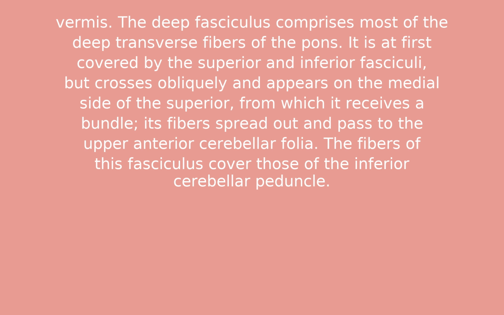The deep fasciculus comprises most of the deep transverse fibers of the pons. It is at first covered by the superior and inferior fasciculi, but crosses obliquely and appears on the medial side of the superior, from which it receives a bundle. Its fibers spread out and pass to the upper anterior cerebellar folia. The fibers of this fasciculus cover those of the inferior cerebellar peduncle.